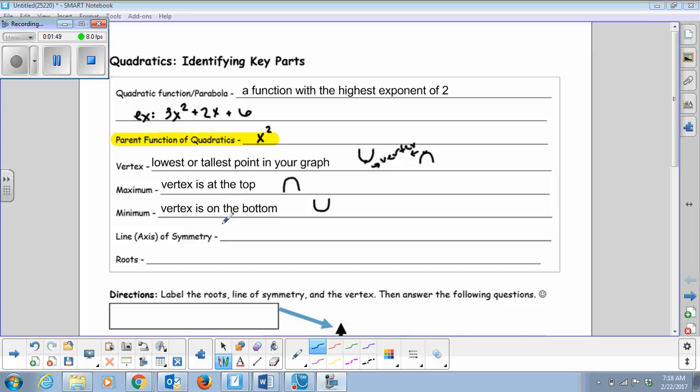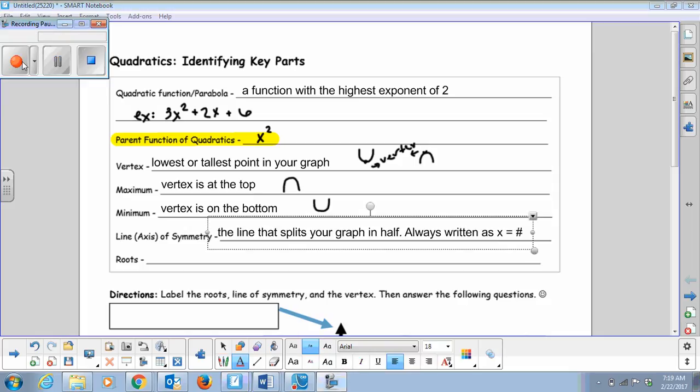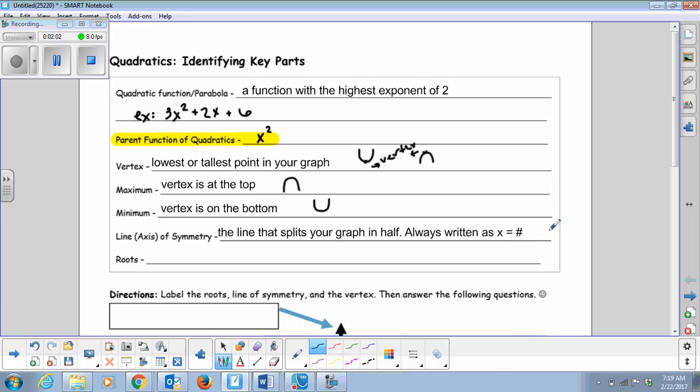And the line of symmetry is the line that splits your graph in half. Okay, and that's always written as x equal a number, and we will come back to that when we actually look at the problem. So if you just had your graph, the line of symmetry would be the line that goes right through the middle. Okay, so that's your line of symmetry.